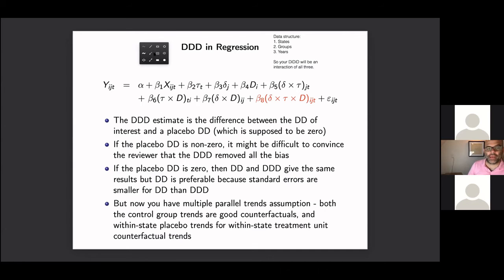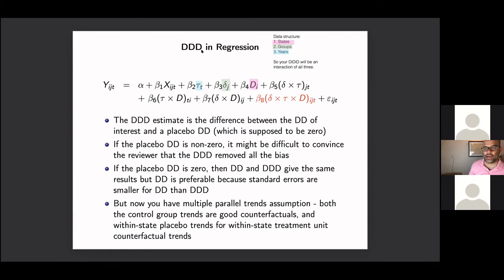So here's what we're going to get. This is a post dummy, so that's this one. This is a group dummy, so that's this one. And this is a state dummy, which is this one, right? So these are just the dummies by themselves, all right? And then what we're going to do is interact them.